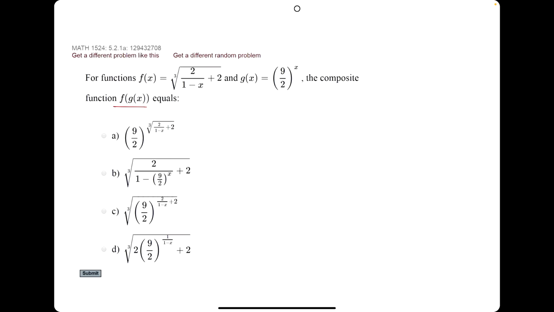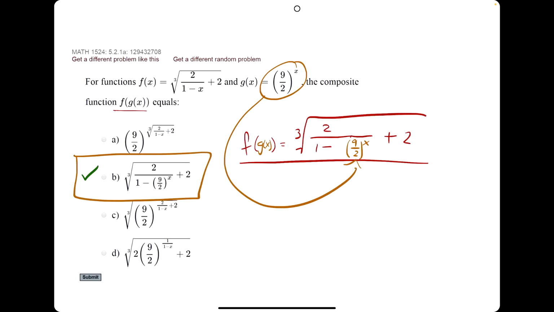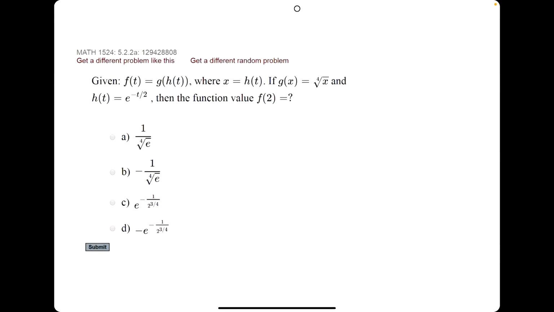And in this problem, they want us to find f of g of x. If we know f of x, then f of g of x will just be this function g plugged in place of where the x was. In this case, we just plug in the 9 over 2 raised to the x in place of where the x was, and we get option B. And in this problem, we will actually use the same exact process. There's just one extra step at the end, and that'll be plugging in a t value.